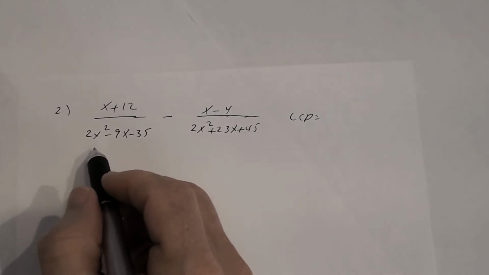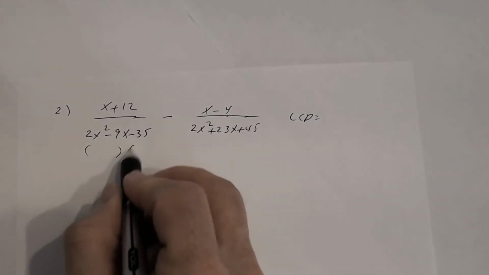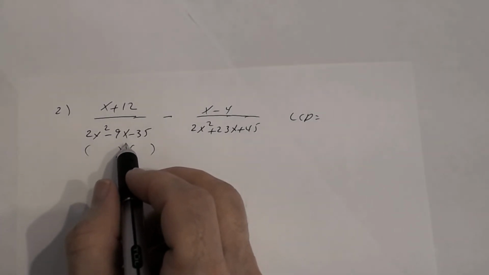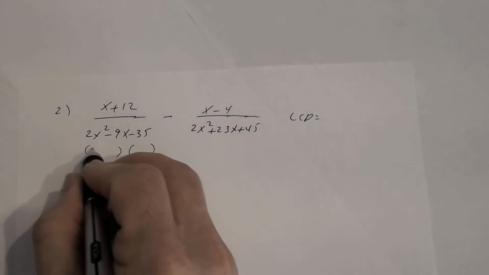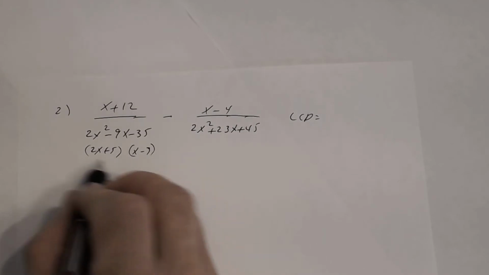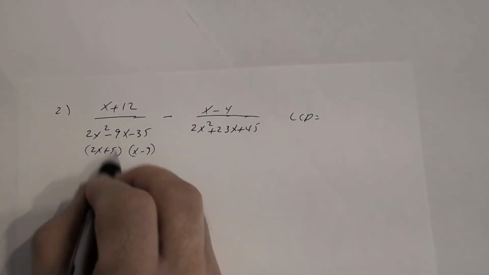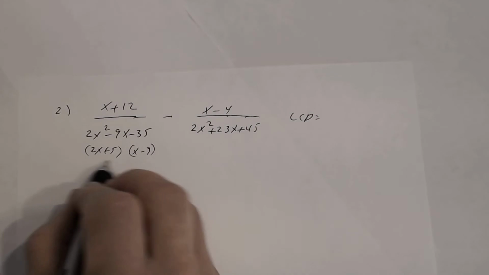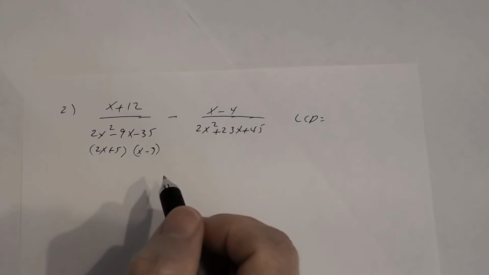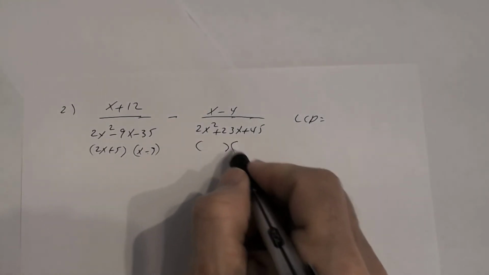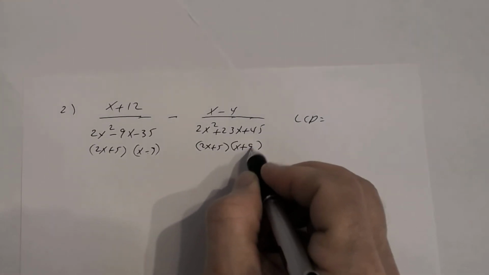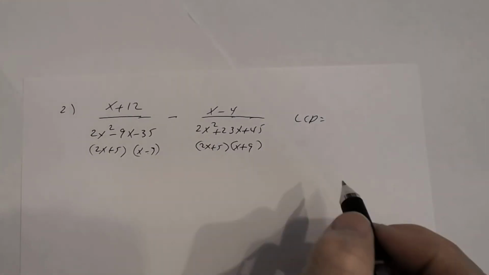So let's go ahead and factor the denominators. So when I factor the denominators, let's see what we get. When I factor the 2x squared minus 9x minus 35, it looks like I get 2x plus 5 times x minus 7. And then make sure it's correct. So negative 14x and 5x is negative 9x. And then 5 times negative 7 is negative 35. Over here, when I factor this, I get 2x plus 5 times x plus 9. Okay, so 18x and 5x is 23x.